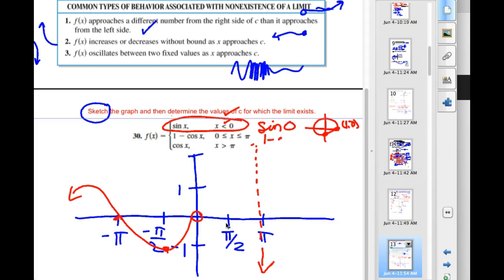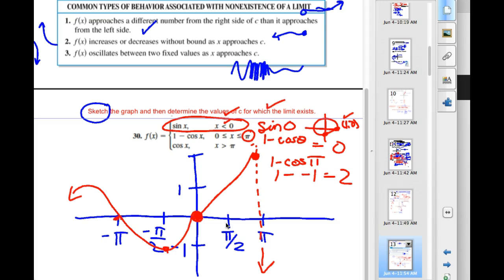1 minus cosine 0. It's 1 minus 1, which is 0. Okay, so at 0, 0, that's going to fill in that empty hole. At 0, this function is 0. 1 minus cosine pi would be 1 minus -1, or 2. So up at pi, I'm going to be up at 2. And then I do kind of the cosine wave between. It doesn't really matter what you're doing between them if you're just sketching it, because we're just simply looking for where the limit exists. And so you just need to know that it's going to continually go there. It actually goes, I think, a little bit like this, curved.